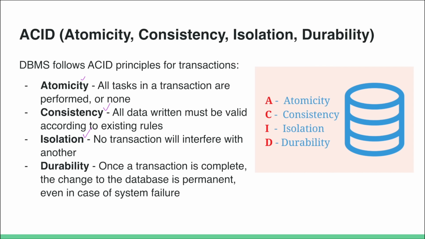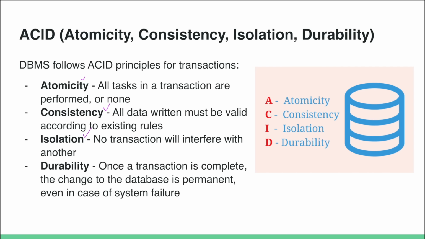Next, we have isolation. This means that no transactions are going to interfere with each other. So if you have multiple transactions running at the same time, they're not going to be affecting each other. If anything, they're going to be conducted in sequence: one transaction, then another, then another. But the point is, they're not going to run into each other while they're trying to commit their respective tasks or conduct their respective operations.